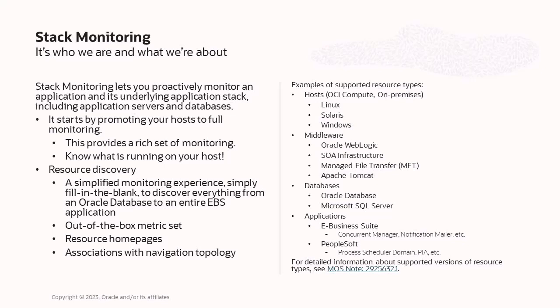So the first thing you do is you go and you promote your host. You enable this rich set of monitoring on your hosts. And then it also allows you to be able to understand what's running on that host. Resource discovery. We don't want you to go in and fill out a whole bunch of files and try and understand the configuration and the relationships and what resources need to be monitored inside of it. We want to make that easy for you. And so you just simply fill in the box. And then you get these out-of-the-box metric sets.